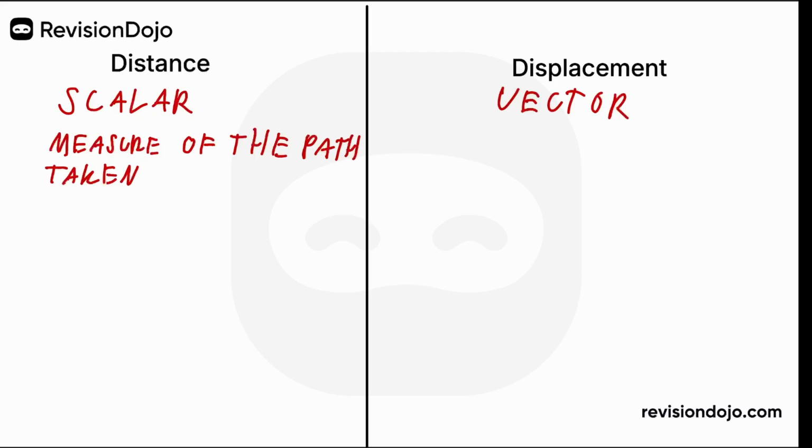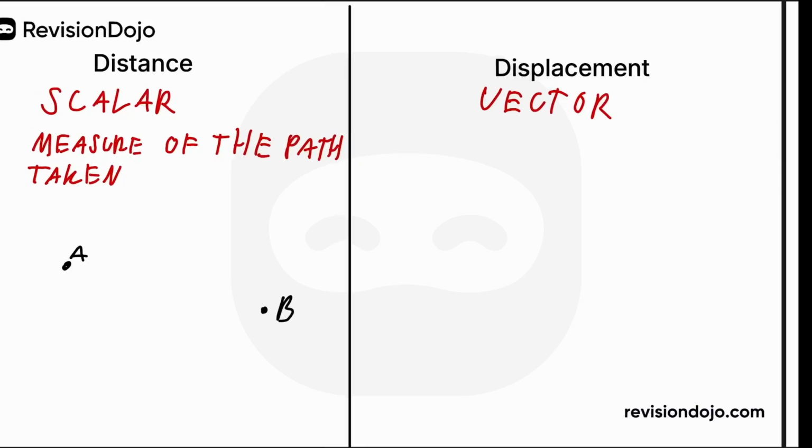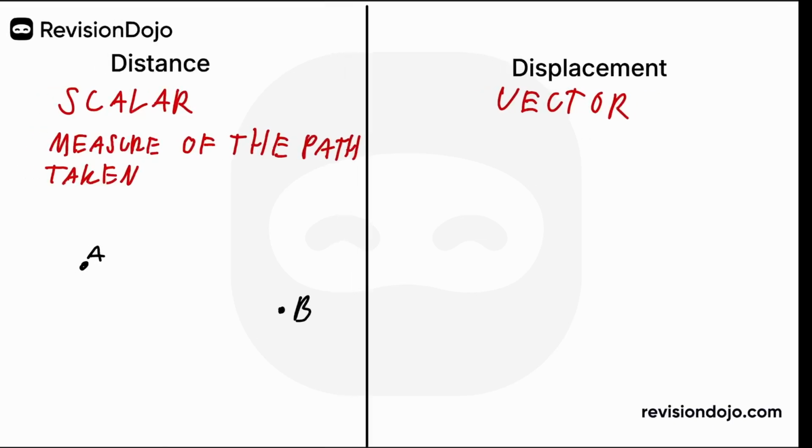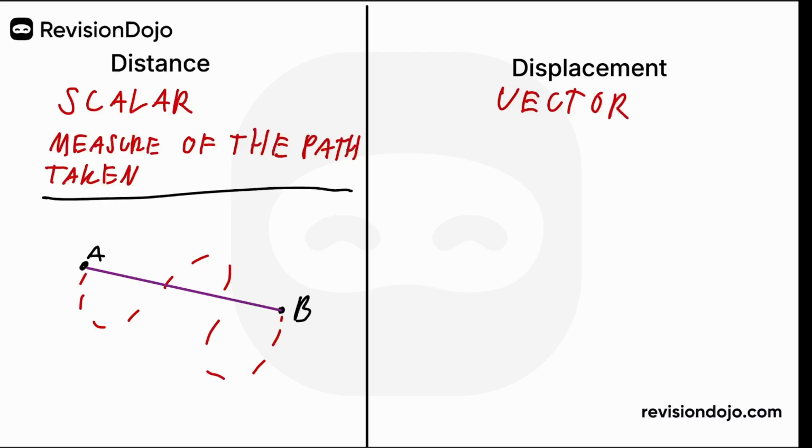For example, if you're at point A and you're going to point B, but you don't take a straight line, your distance is going to be relatively big. It is going to be much bigger than just a straight line from A to B. So keep this little definition in mind: distance is the measure of the length of the path you take.